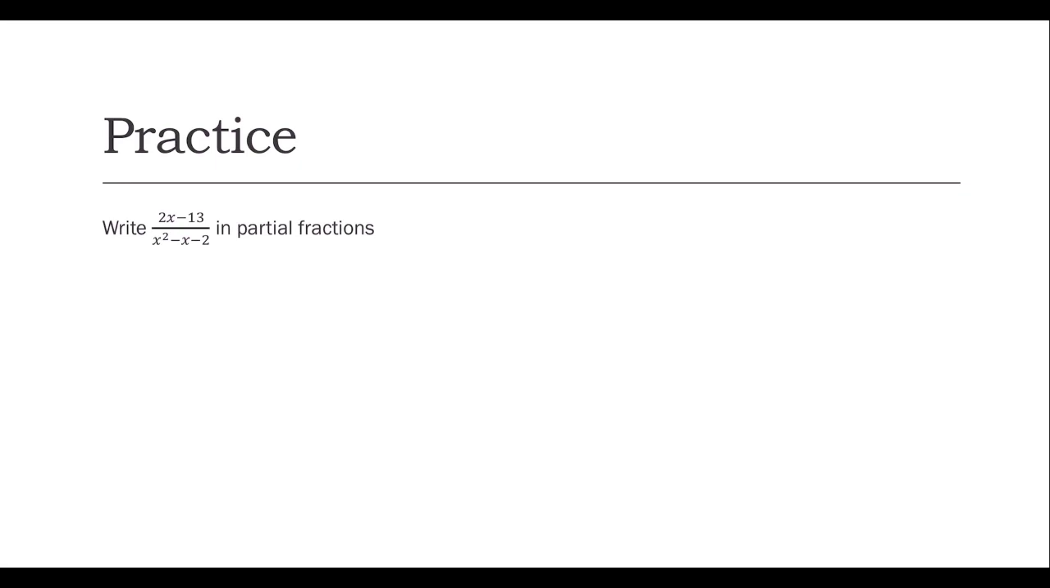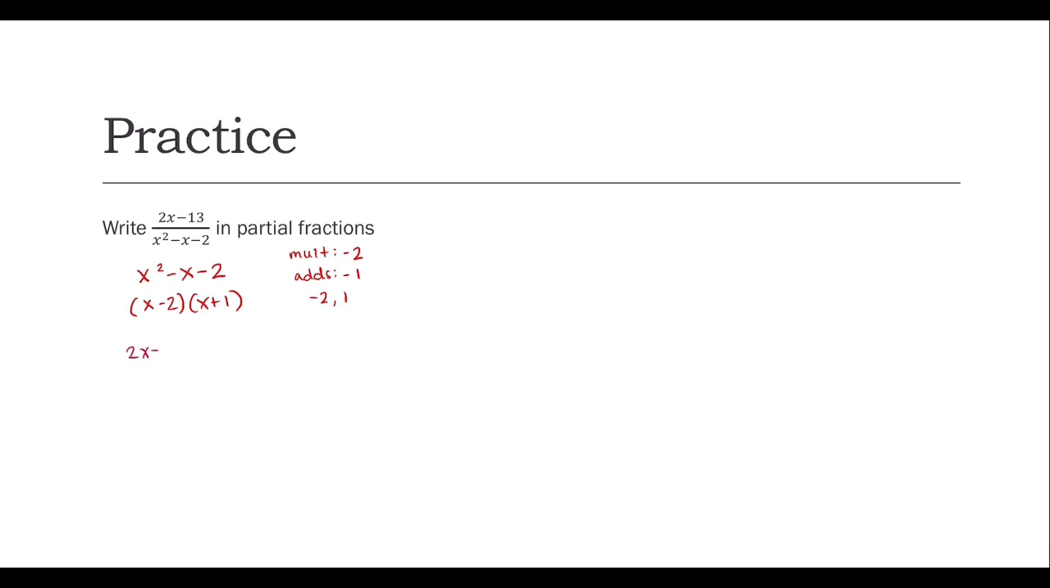Here for this practice problem, we have: write 2x minus 13 over x squared minus x minus 2 in partial fractions. We'll start by factoring our denominator, x squared minus x minus 2. We need to figure out what multiplies to our c value, negative 2, and adds to our b value, so it needs to add to negative 1. A negative 2 times 1 equals negative 2, and negative 2 plus 1 equals negative 1. So we'll have x minus 2, x plus 1.